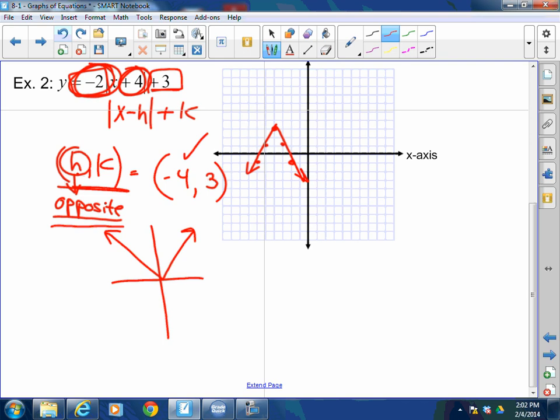Sir? What if there wasn't a K? If there's no K, then it's 0. If there's no H, then it's 0. Look, don't make a mountain out of a molehill.